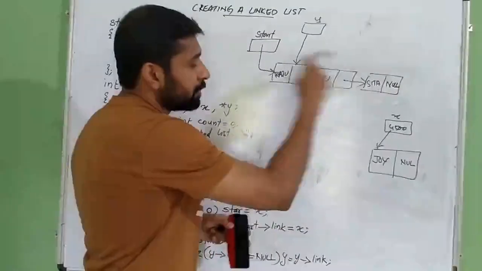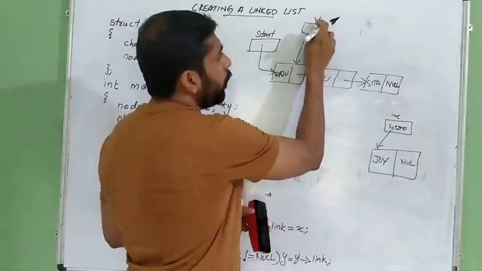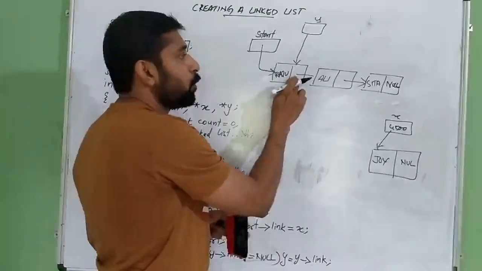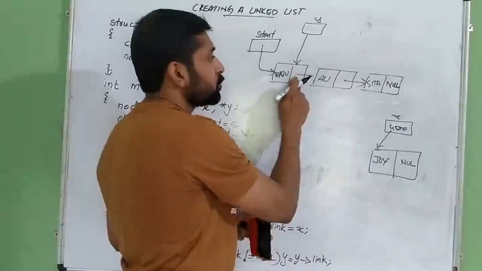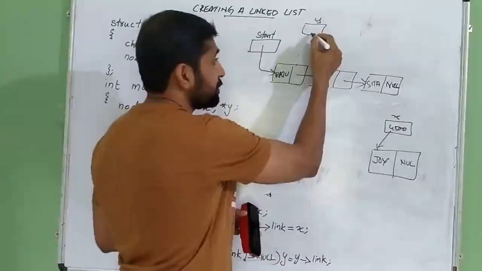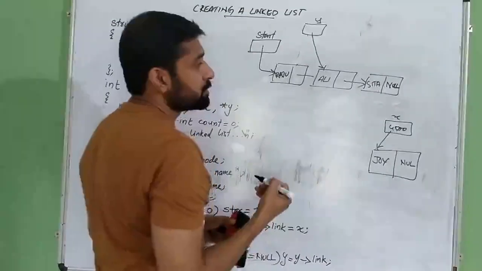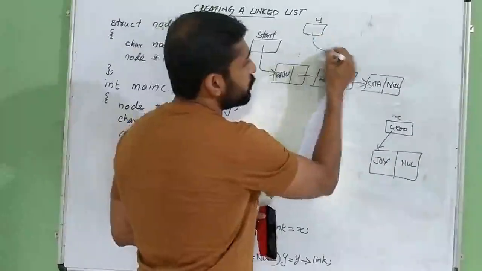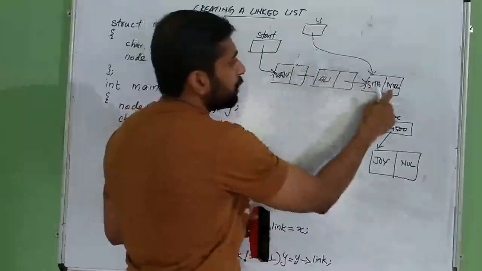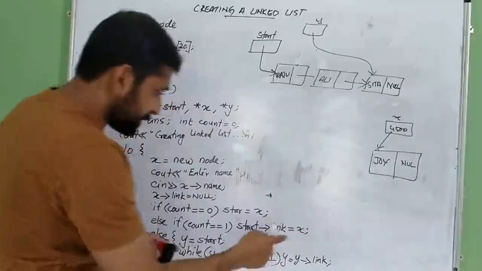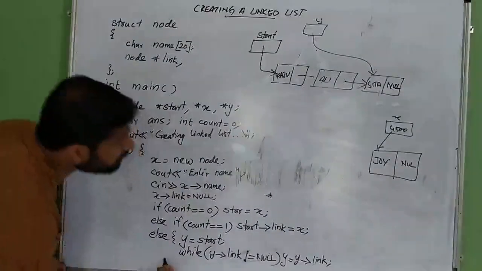Now we are moving till the end. While y dot link, this one is not null, what happens? Y equal to y dot link. So here after executing the loop the first time, this points. Y dot link not equal to null, again this will point to this. Y dot link is null. So it stops there.